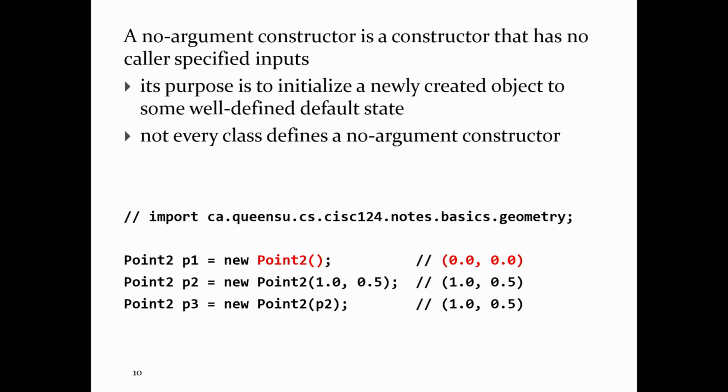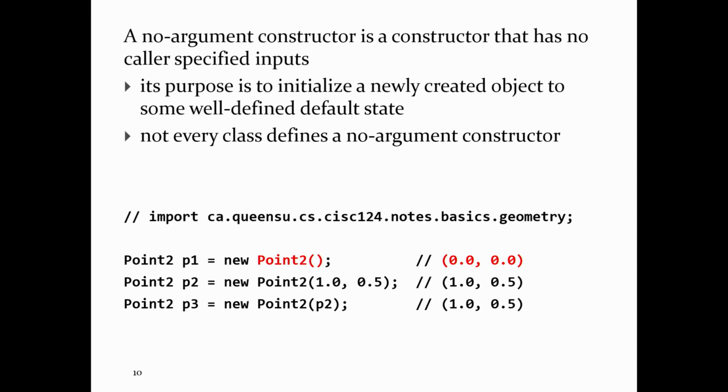Who specifies the state? It's the creator of that class. Whoever wrote that Point2 class has decided that there is such a thing as a default point. It turns out for this class, the default point has the coordinate 0, 0. So whenever you write new Point2, round brackets, nothing inside, you end up getting a point object whose coordinates are 0 and 0.